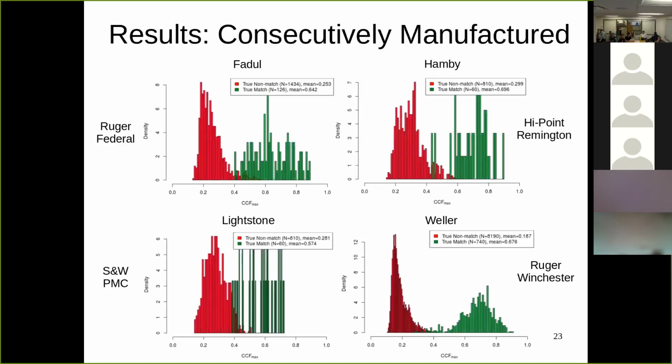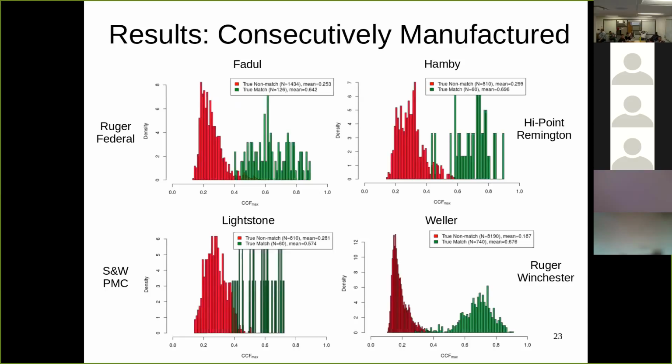So here there are 4 different studies: Fadul, Hamby, Lightstone, and Weller. And the labels at the side are the type of firearm and ammunition. For example, for Fadul, we have a single Ruger firearm. The pistol slide was replaced multiple times with consecutively manufactured slides. And for each slide, there were a couple of test fires using Federal ammunition. Same thing for Lightstone, Hamby, and Weller.